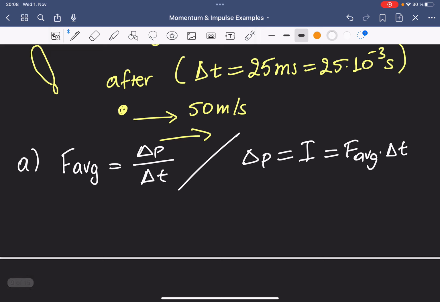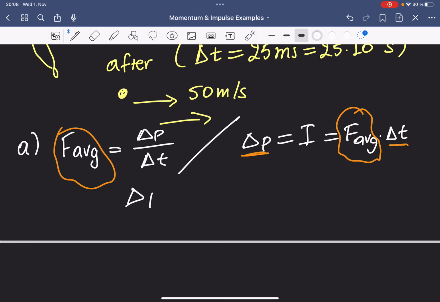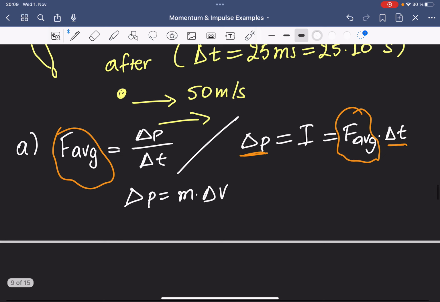So we are interested in this variable here, or this one, and in both scenarios we need to get the change in momentum, and we already have the change in time. So let's try and calculate the change in momentum of the ball. The change in momentum is going to be its mass times the change in velocity. This is where we need to be very, very careful. Now, the change in velocity is written as v final minus v initial.